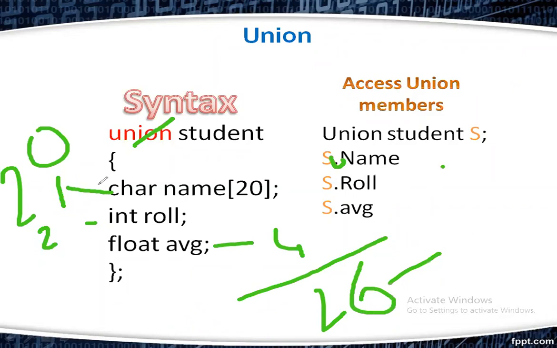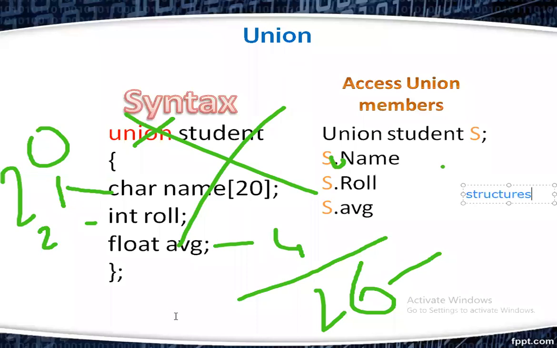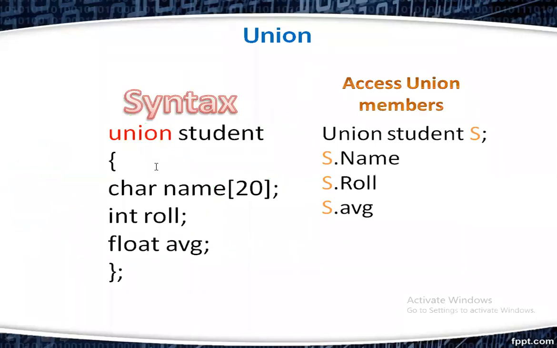This concept is not valid in unions. This is valid only in structures. But what is valid in unions? Unions will not occupy this much memory. That is the difference. Union occupies only very small locations. Very small means, here, totally how many bytes are occupied?